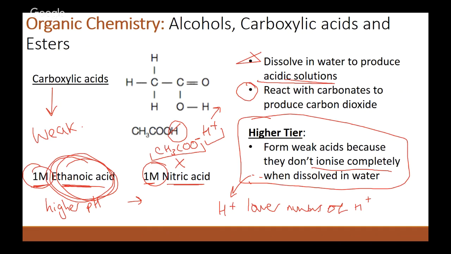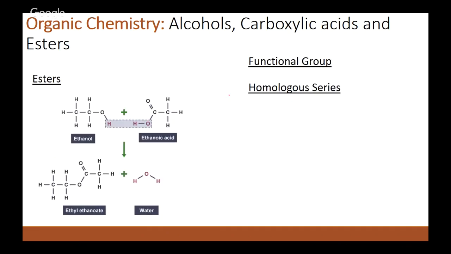Final page then, you'll be pleased to hear, is on esters, and this brings together our alcohols and carboxylic acids, because to get to an ester you need to react an alcohol with a carboxylic acid. For example, here we've got ethanol. We react that with ethanoic acid, so this is our alcohol, this is our carboxylic acid, and we end up with this molecule here, which is our ester. This is the only name of ester that you need to know, so you need to be able to complete that word equation. Ethanol plus ethanoic acid would make ethyl ethanoate.